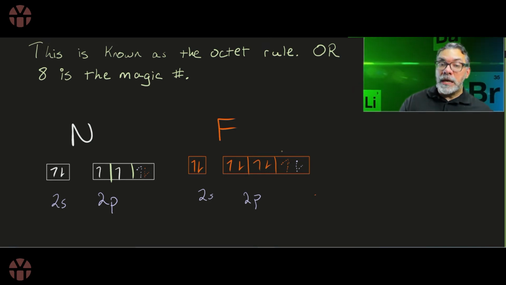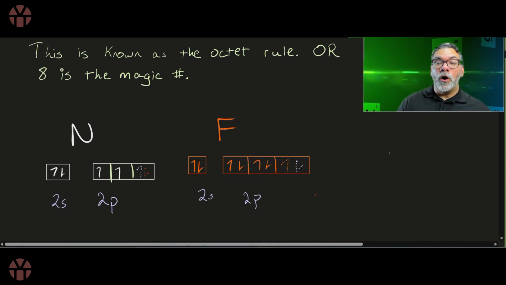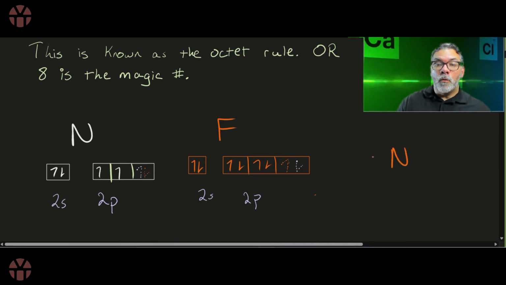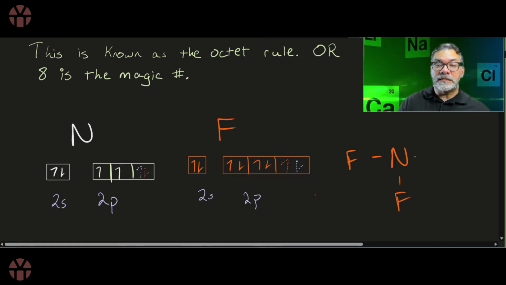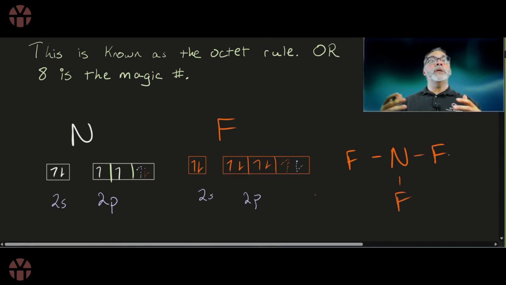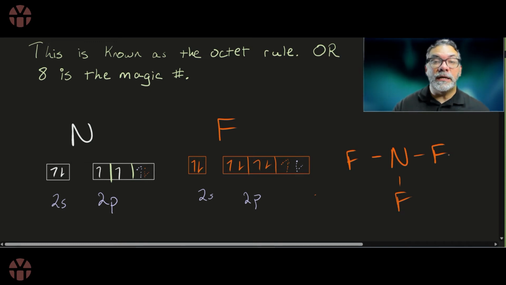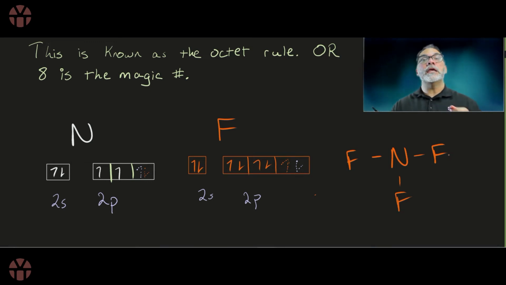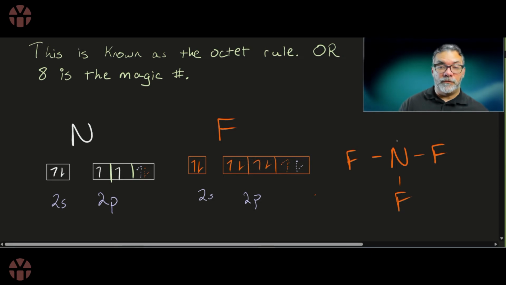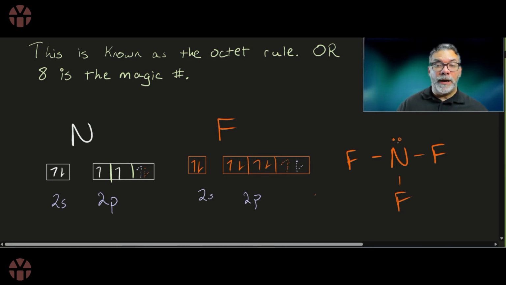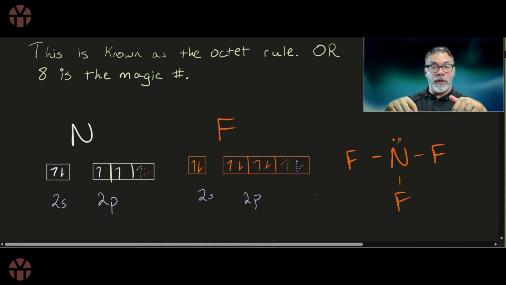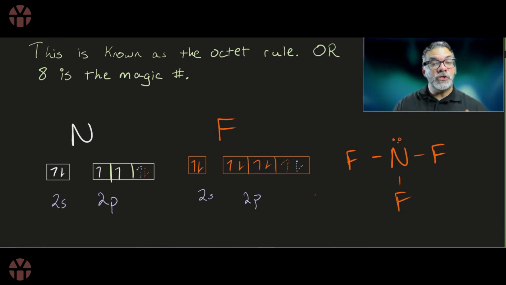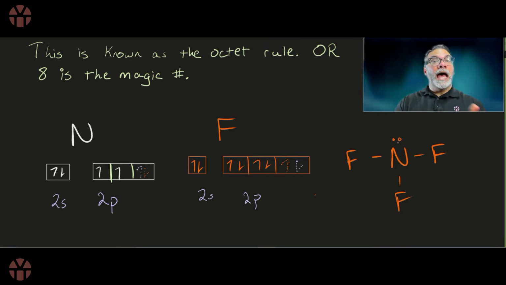So maybe if I put some more fluorines around it, what we might find is that each of the fluorines is going to interact in a similar fashion. And in doing so, the nitrogen ends up with a full octet, and each of the fluorines is going to end up with a full octet. Now, we're going to talk more about this momentarily because this is a Lewis dot structure that I've drawn over here right below me, right? But this is just so that you see how a covalent bond actually gets formed.